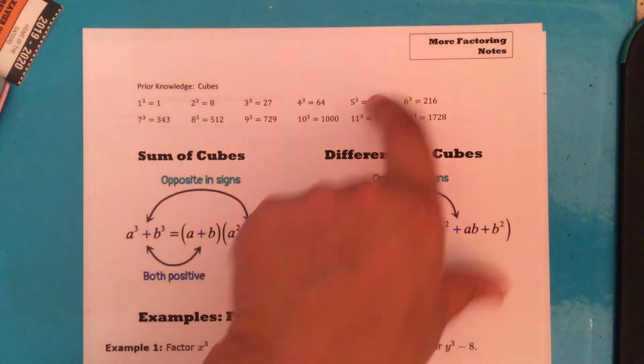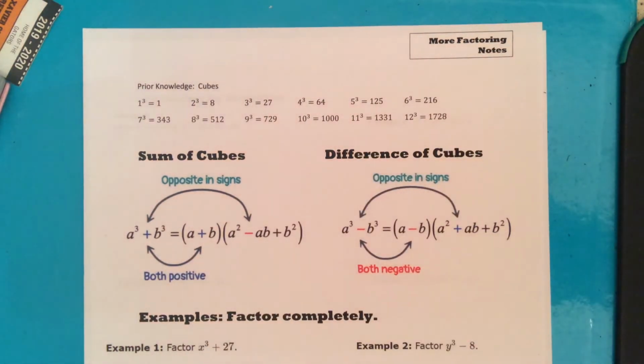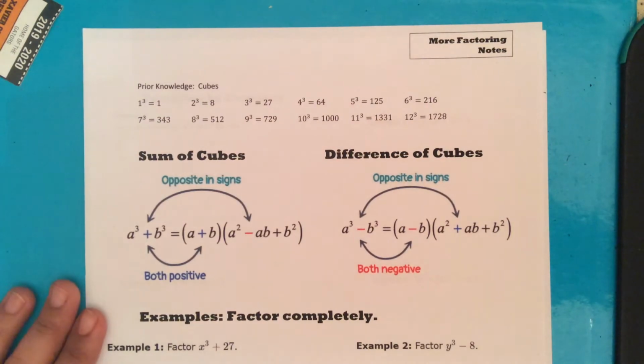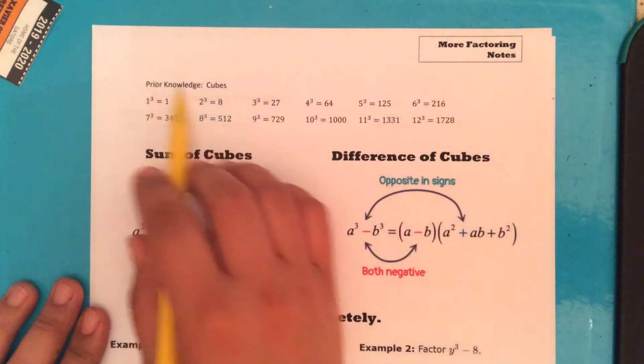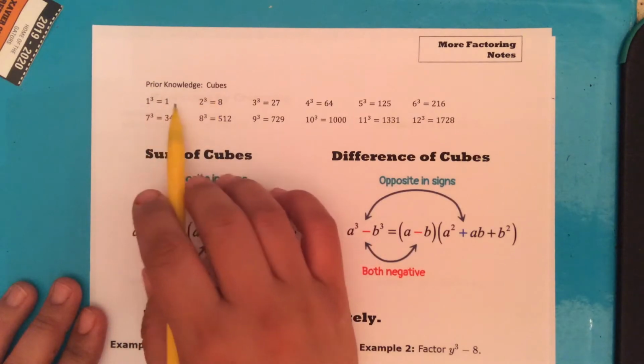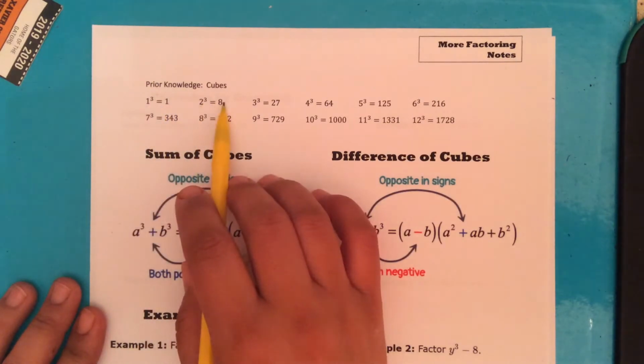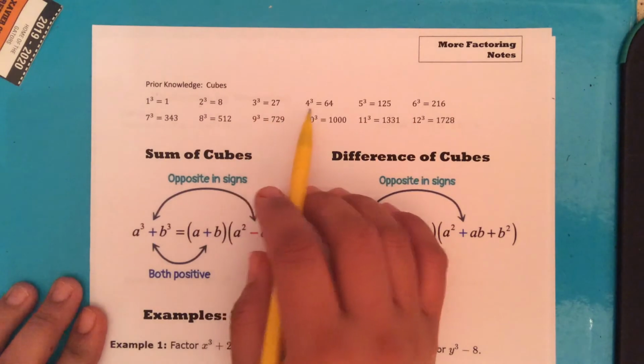Hello kids, today we're going to be doing a little bit more factoring so that we can find the zeros of polynomials. And the prior knowledge is knowing your cubes, so like 1 cubed is 1, 2 cubed is 8, 3 cubed is 27, etc.